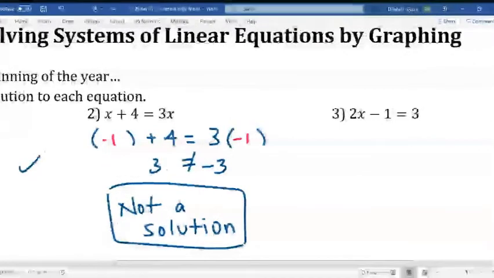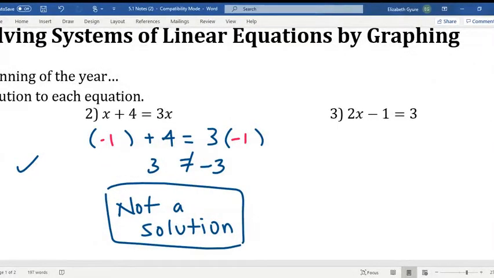All right, and then we got one more. We have 2x minus 1 equals 3. How should I rewrite this? Like with my blank parentheses. What should I write down? Yeah, 2 blank parentheses minus 1 equals 3.